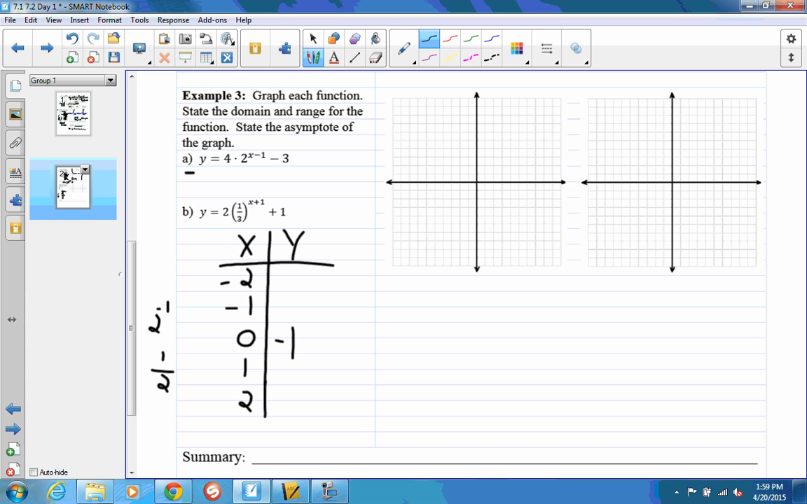All right, plug in 1 for x. 2 to the 1 minus 1. That's 2 to what power? 0. Good. 2 to 0, which is 1. 1 times 4 is 4. And 4 minus 3 is +1. Plug in 2 for x. So 2 minus 1 is 1. Okay, so 2 to the first power.